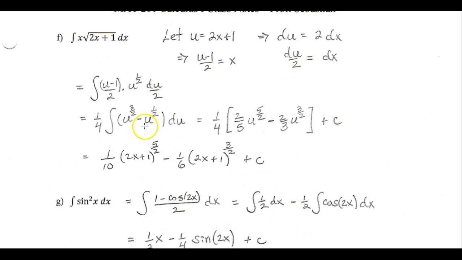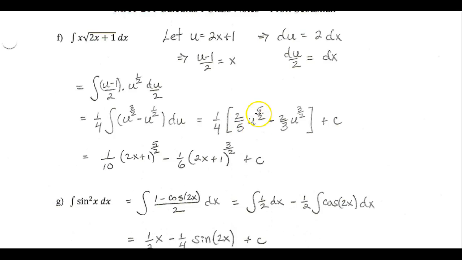I break it up into 2, right? So u to the 3/2, I add 1 to that. 3/2 plus 1 is 5/2. Dividing by 5/2 is 2/5 multiplied. So it's 2/5 u to the 5/2 minus the integral of u to the 1/2. Add 1 to 1/2, I get 3/2. Dividing by 3/2 is the same thing as multiplying by 2/3.